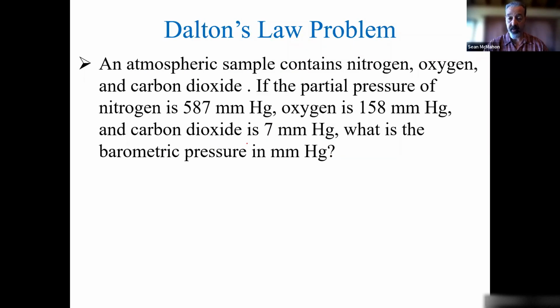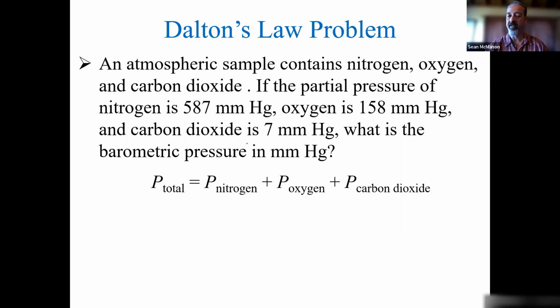So could we do a partial pressure problem? Of course. An atmospheric sample containing nitrogen, oxygen, and carbon dioxide, if the partial pressure of nitrogen is 587 millimeters of mercury, oxygen's 158, and carbon dioxide is 7, what is the barometric pressure in millimeters of mercury?